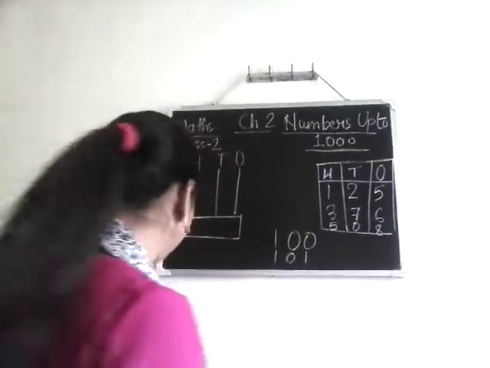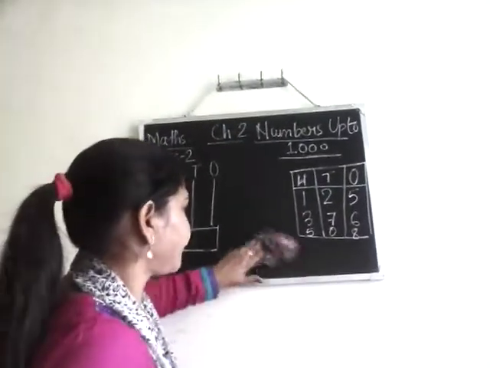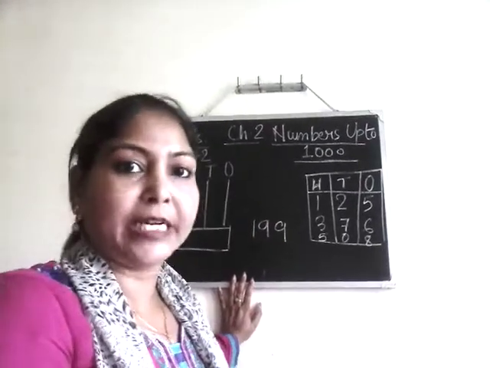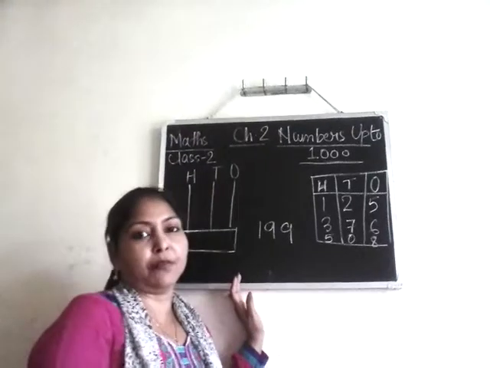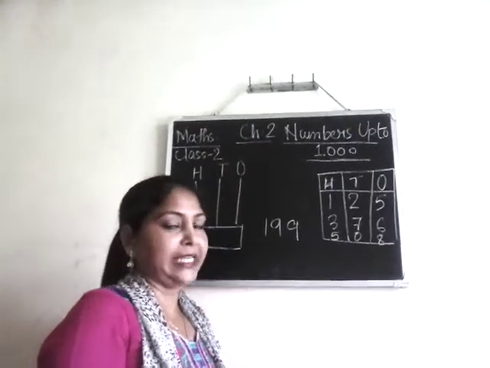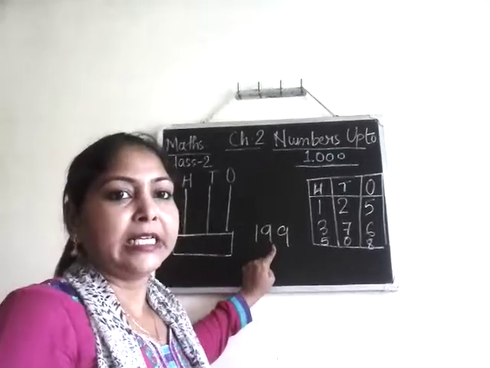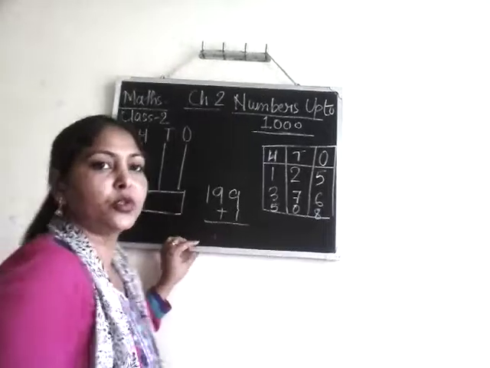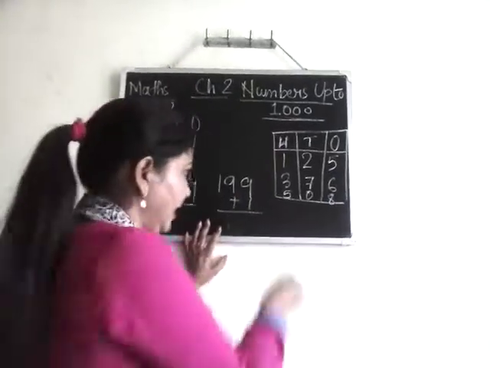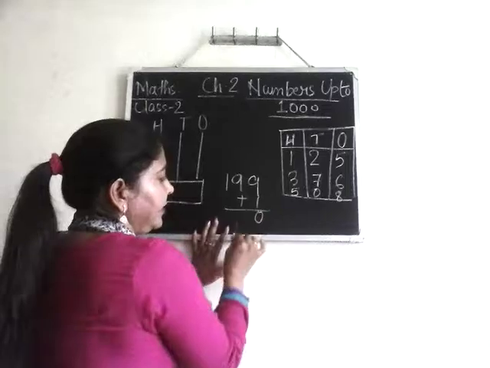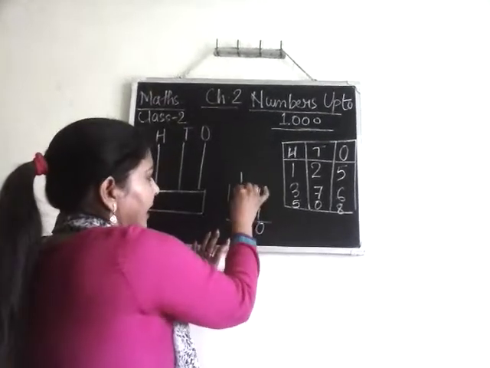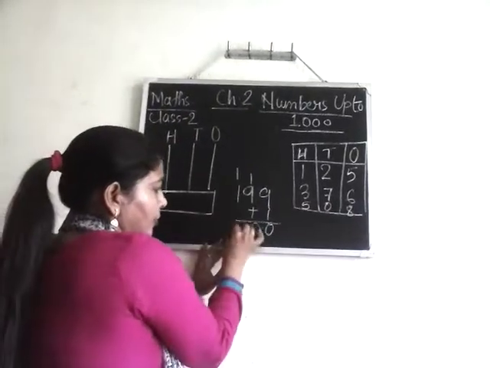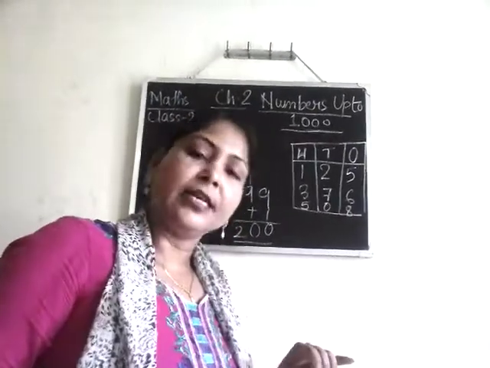Now after 199, what happens? You see here, once you reach 199, what will be the next number? How will you do this? Now in this case, we can either add 1 to 199 and get the answer: 9 plus 1 is 10, carry over 1; 9 plus 1, 10, again carry over 1; 1 plus 1 is 2. In this way you can write.